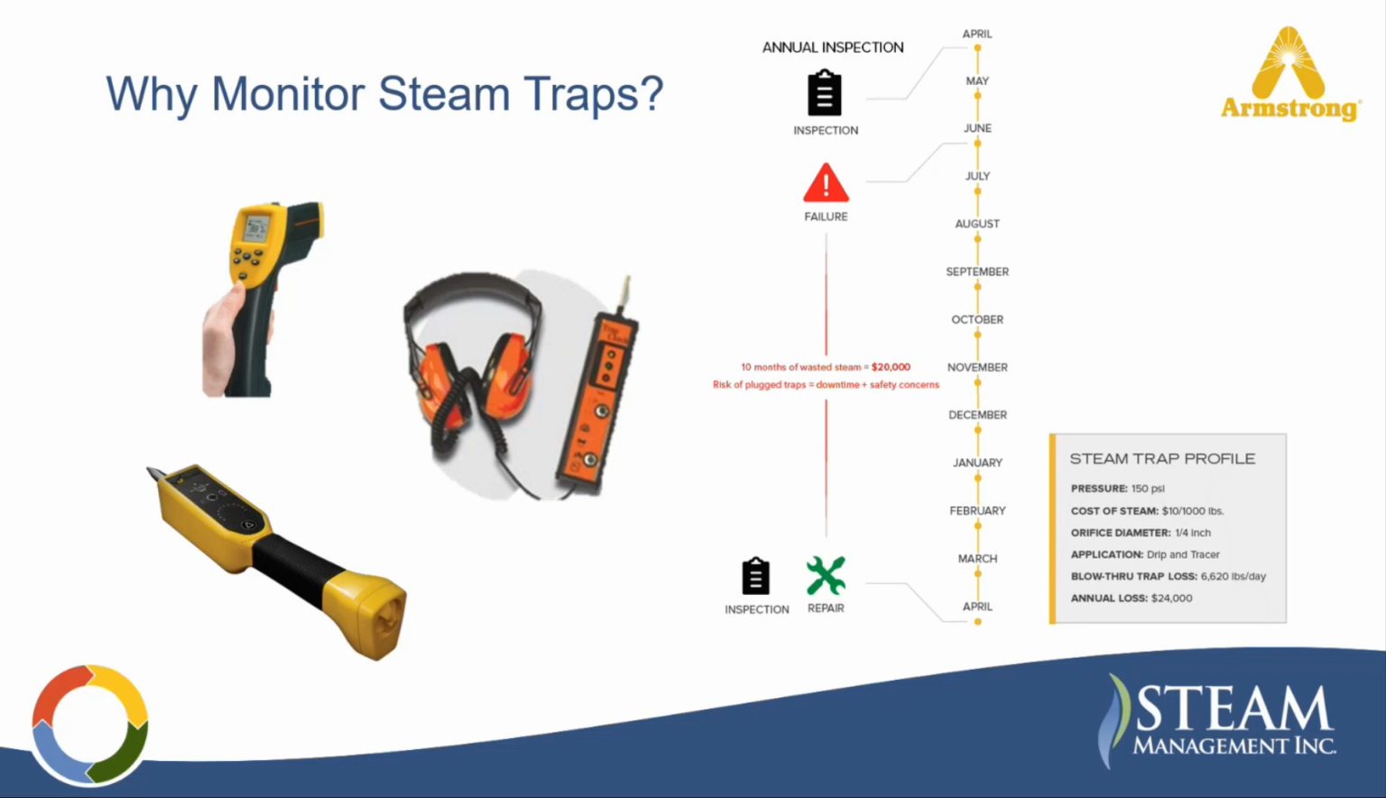So while manual testing is extremely valuable, some customers want greater visibility of what's happening in between those inspections. They want to know when a trap fails, not months later during the next survey. And that's where continuous 24/7 wireless trap monitoring starts to become more attractive. For Armstrong, that solution is SteamEye, essentially.